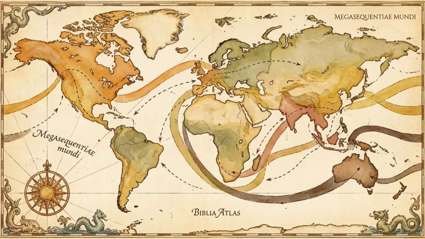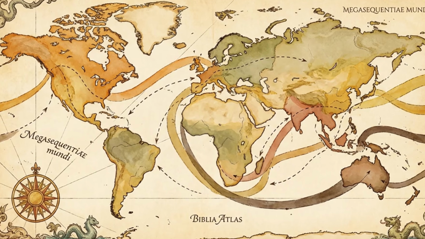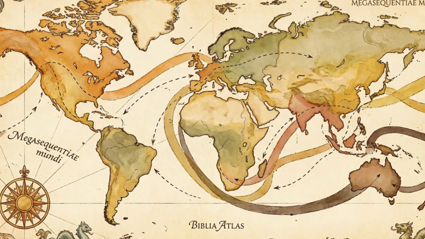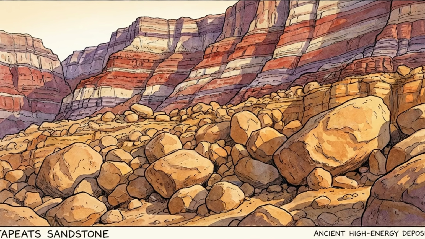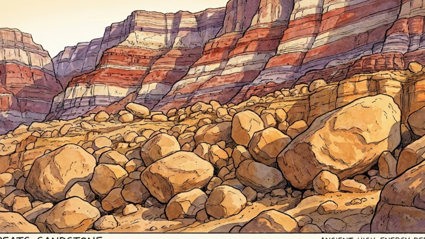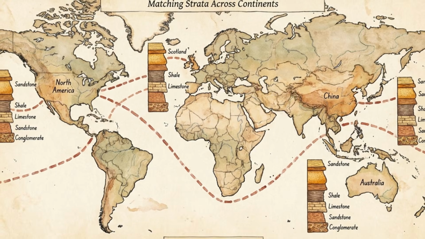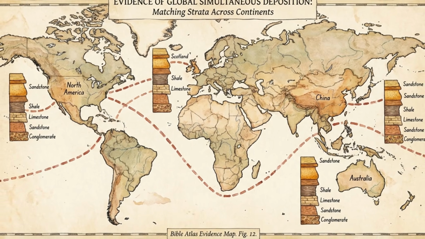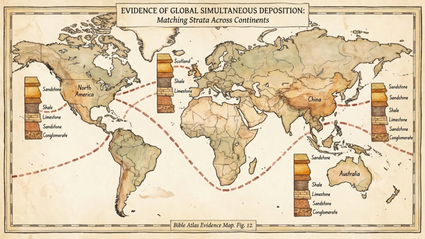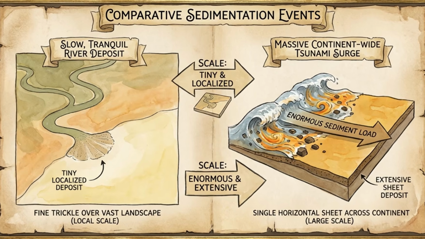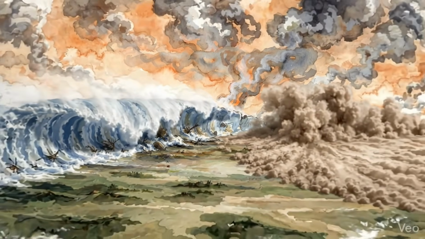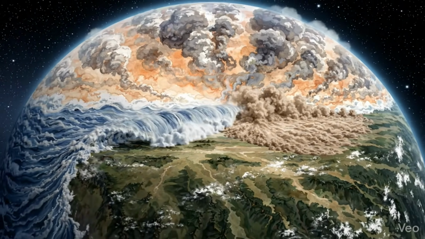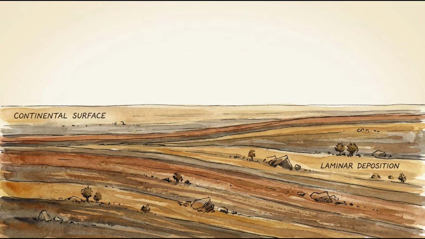These are not small local deposits. The first megasequence alone, the Sauk, is represented at the base of the Grand Canyon by a formation called the Tapeats Sandstone. It contains enormous boulders deposited by rapidly moving water, and it extends continuously and uniformly across North America. The same formation, in identically positioned rock columns, occurs in Scotland, China, and Australia. Slow, tranquil rivers cannot deposit uniform rock blankets across entire hemispheres at once. Only one mechanism can. The laminar flow of continent-wide tsunami surges moves billions of tons of sediment-laden water across flat continental surfaces in rapid successive pulses.